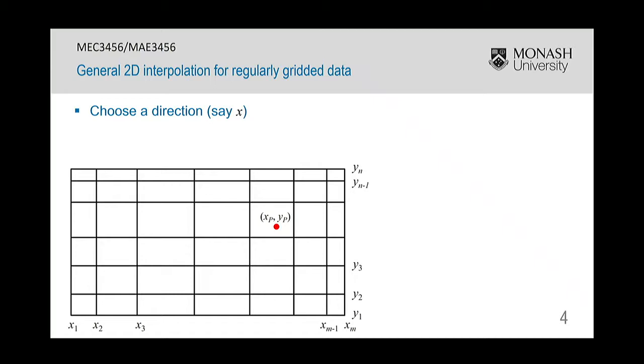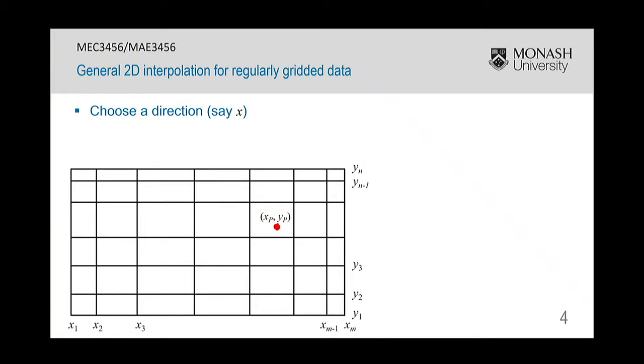And by regularly gridded, I mean we have only one set of x values and one set of y values. And so all the data points lie on straight lines, either horizontal straight lines or vertical straight lines. And if we have a grid that goes from x1 to xm, in the x direction, from y1 to yn, in the vertical direction, in general, we're going to want to find the data value at some point xp, yp. And I'm going to give you a general approach for doing this. I'm not going to specify what kind of interpolation it is.